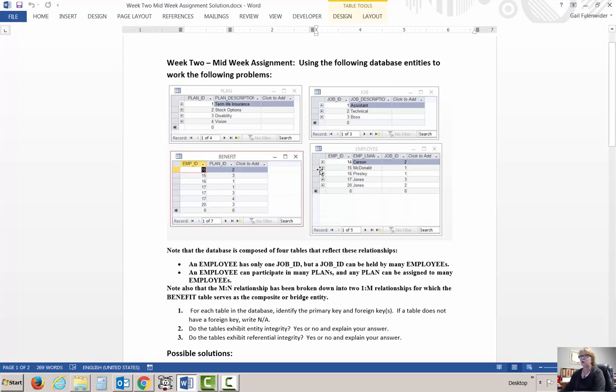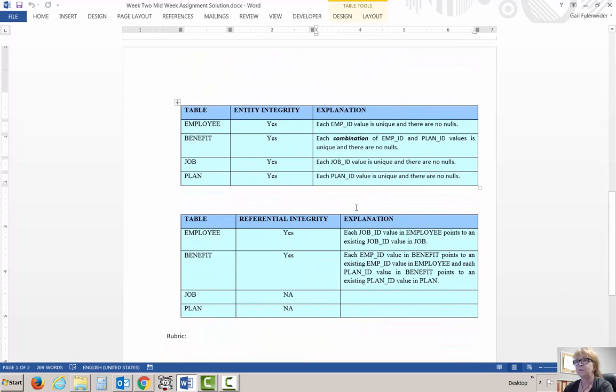The employee ID, again, refers back to employee. There is referential integrity because it's unique in the primary, and the foreign key is the same format. Plan ID is the same way going back to the plan. So when I look at it, again, each job ID value in the employee points to an existing one in the job ID for the job. Same way for the benefit. The two foreign keys refer back to the primary key in the entities. Each one is valid and each one is unique and does not have any nulls.